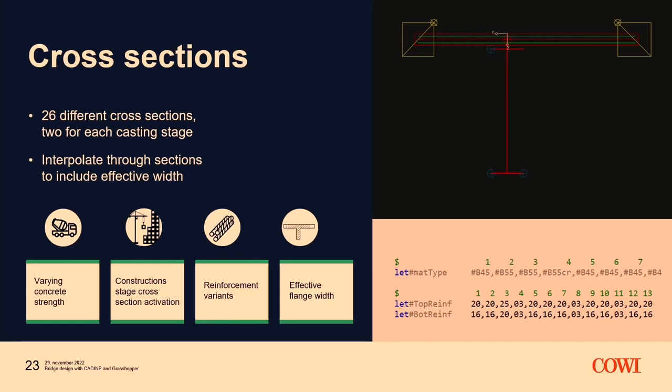cross-section within SOFiPLUS. Very easily just draw with your mouse, and then when I was happy with it, I exported it to TEDDY, and then I put a loop around it with some variables that allow me to change the concrete type, change the reinforcement sizes, and then also which construction stages to activate the different parts in. So really, really simple way to get the most out of your effort.